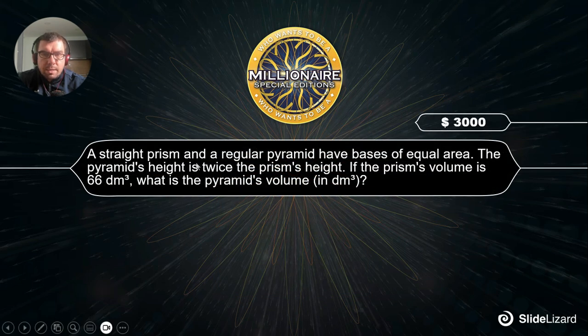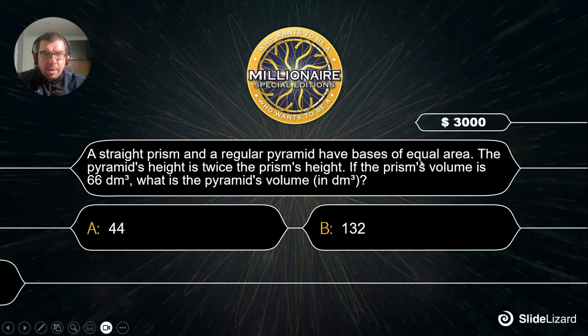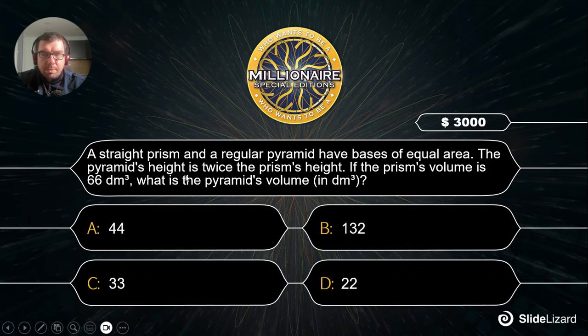A straight prism and a rectangular pyramid have bases of equal area. The pyramid's height is twice the prism's height. If the prism's volume is 66 decimeters cubed, what is the pyramid's volume in cubic decimeters?